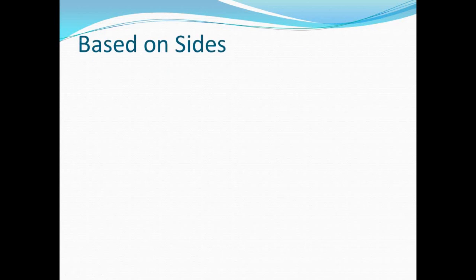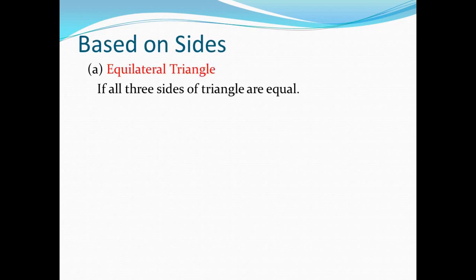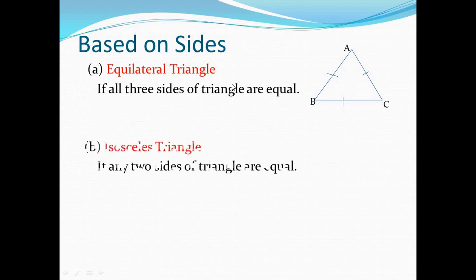Now, we will study based on sides. In that, first one is the equilateral triangle. If all three sides of a triangle are equal, see here, in this triangle AB, BC and AC, all three sides are equal. Such types of triangles are called equilateral triangles.